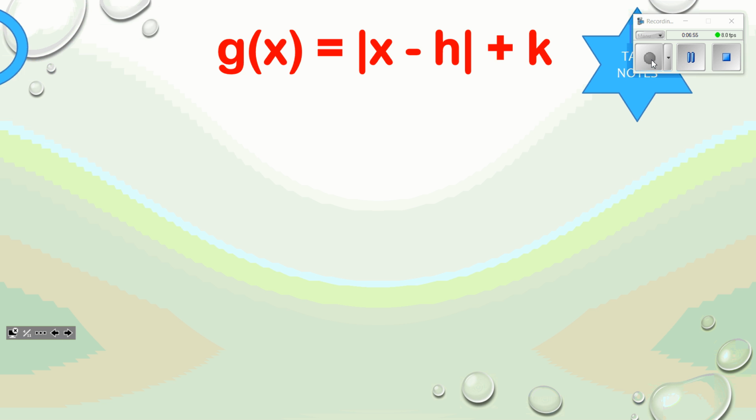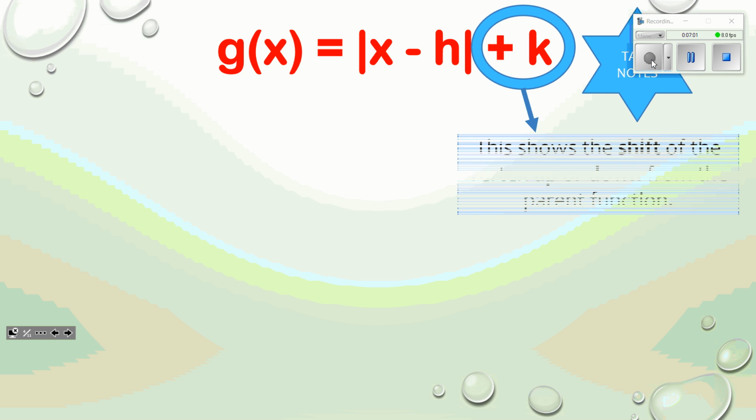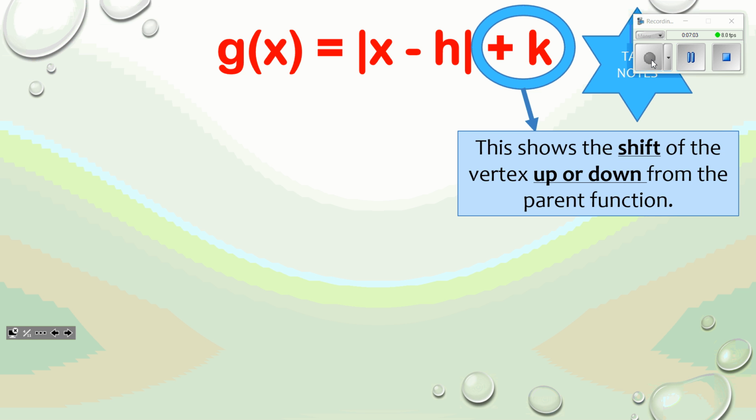Now, what we're going to do is look at the last number. The last number of this equation is a number that shows you the shift on the y-axis, up or down from the parent function. So, if this number said +3, it would be shifted 3 up. If it says -5, it would be shifted 5 down. Whatever it says, plus or minus, it tells you exactly how to shift it up or down.